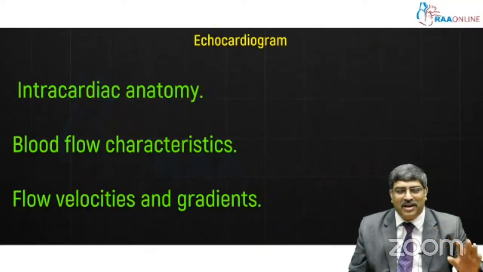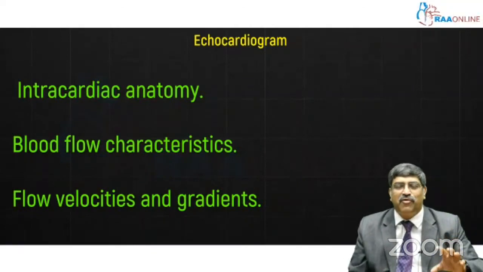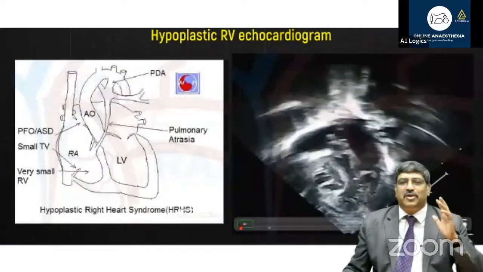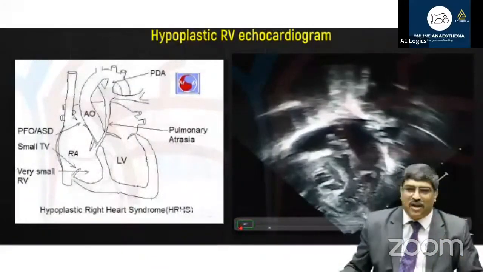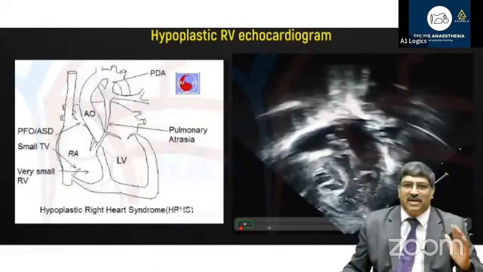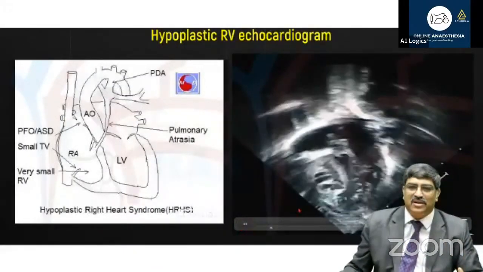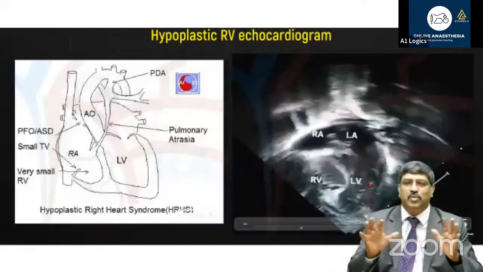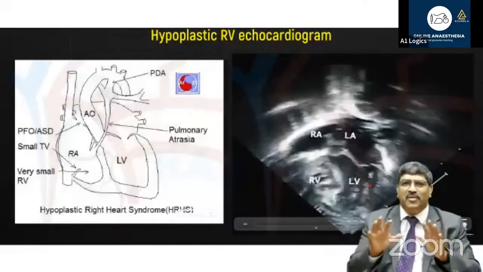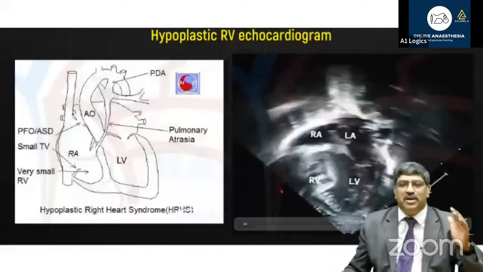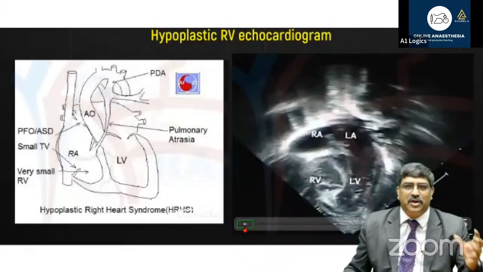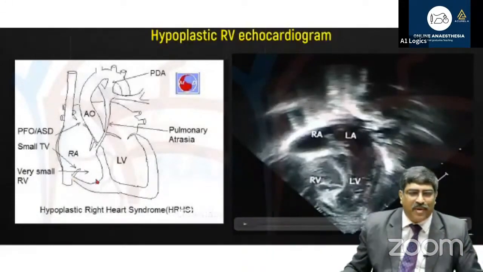Here you get the intracardiac anatomy, your blood flow characteristics, and the velocity across the obstruction and gradient. This is the echocardiogram of a hypoplastic right ventricle. Here you can see the right ventricle is hypoplastic, the left ventricle is okay, and the heart is moving relatively okay. Whenever you get an echocardiogram image, you should draw that picture in your mind. See, this is a hypoplastic right ventricle.